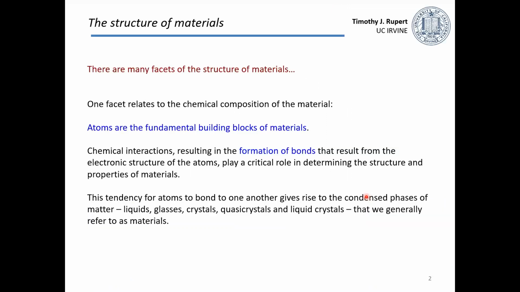So today we're going to be talking about the structure of materials, and we'll see that there are many facets that comprise the structure of the materials that we care about. In the first half of today's class, we're going to talk about how the chemical composition of the material matters. When we do this, we're going to be talking about atoms as the fundamental building blocks of materials. With these atoms, you have to think about the chemical reactions that they undergo, how they form bonds, how the bond formation is related to the electronic structure of the atoms, and how this ends up determining the properties of our materials and other aspects of our structure.